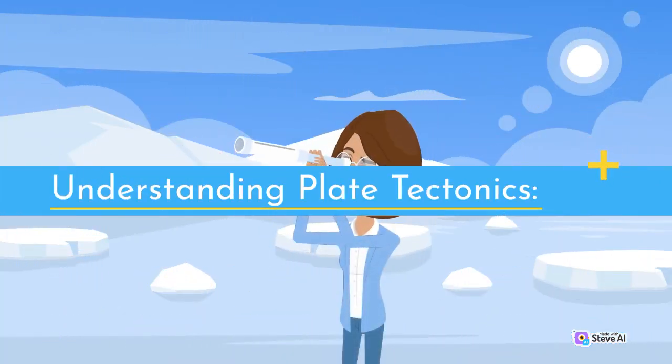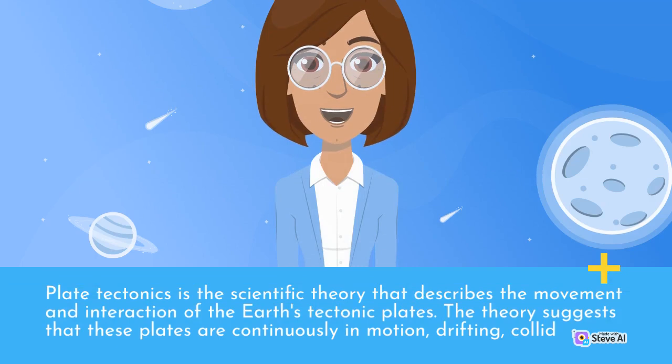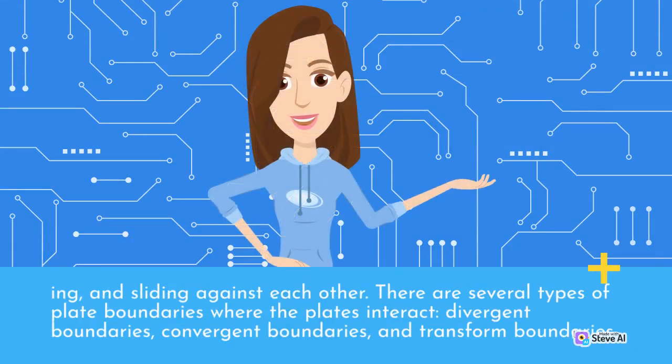Understanding plate tectonics. Plate tectonics is the scientific theory that describes the movement and interaction of the Earth's tectonic plates. The theory suggests that these plates are continuously in motion, drifting, colliding, and sliding against each other. There are several types of plate boundaries where the plates interact: divergent boundaries, convergent boundaries, and transform boundaries.